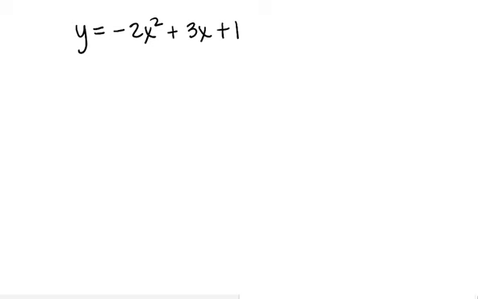Okay, one more to sketch would be y equals negative 2x squared plus 3x plus 1. And this is not factorable. So I'm going to use the quadratic formula to find the zeros. So that would be x equals negative b plus or minus the square root of b squared minus 4ac, which is going to be plus 8, all divided by 2a.